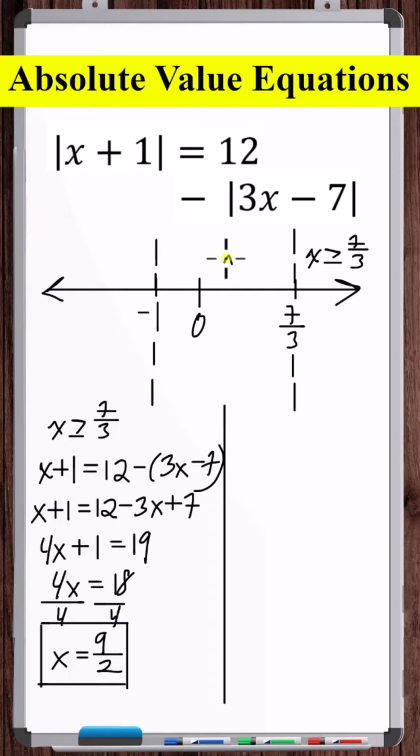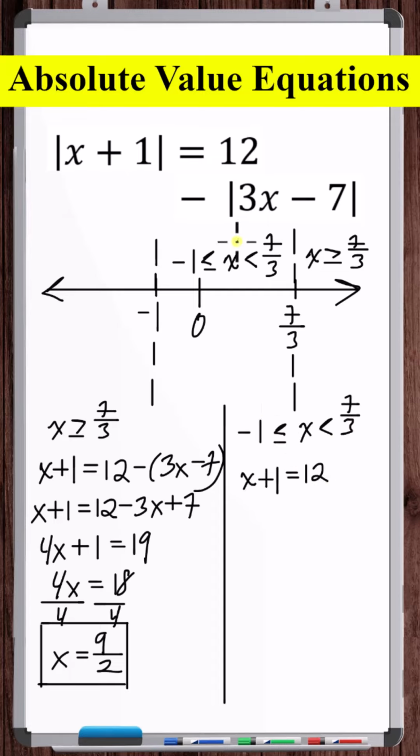Okay, now let's check the region when x is less than 7/3 or greater than or equal to -1. In this case, x plus 1 is positive or 0, so we can just remove the absolute value. And in this region, 3x minus 7 is always negative, so we can remove the absolute value and put a minus out front of 3x minus 7.